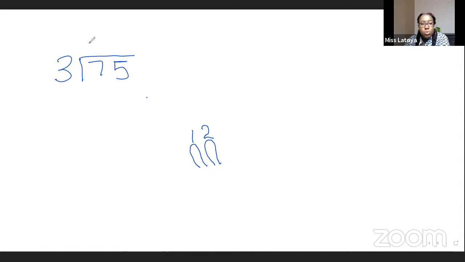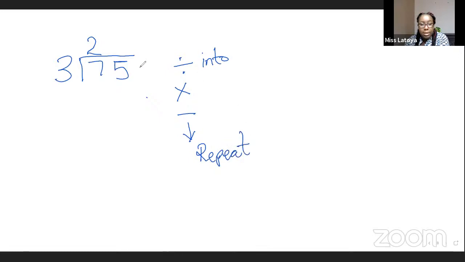Okay, the 2 goes on top. Again, what are the steps in long division? The first thing I'm going to do is divide, and when I'm dividing, I'm using the word into. The next thing I'm going to do is multiply. Then I'm going to subtract. Then I'm going to bring down. And then I'm going to repeat these same steps. Okay. So 3 into 7 is 2.